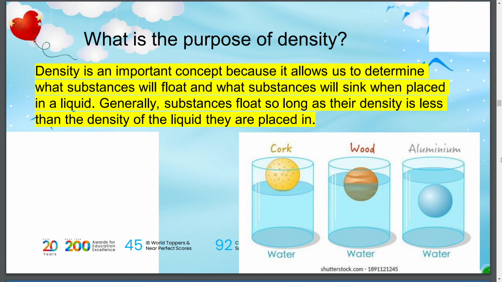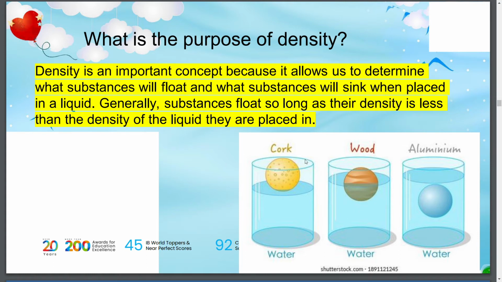What is the purpose of density? Density is an important concept because it allows us to determine what substance will float and what substance will sink when placed in a liquid. Generally, a substance floats so long as its density is less than the density of the liquid it is placed in, like cork, wood, aluminum.